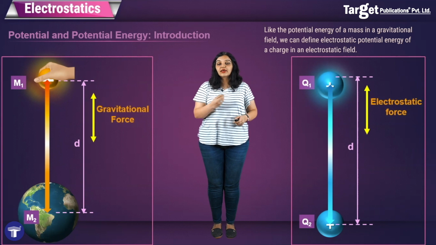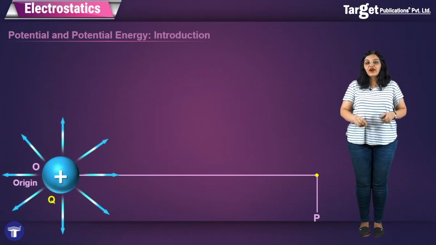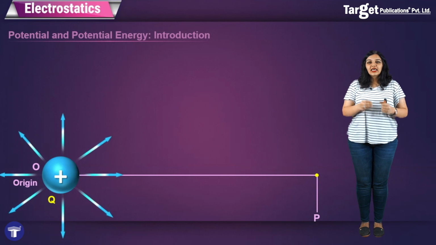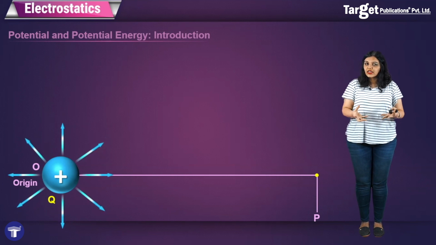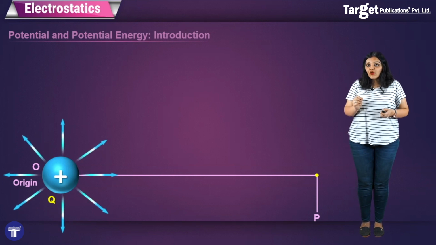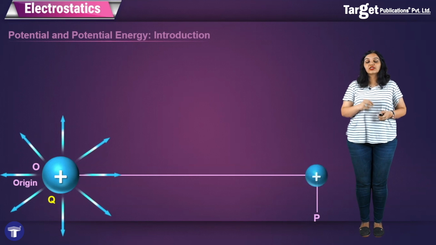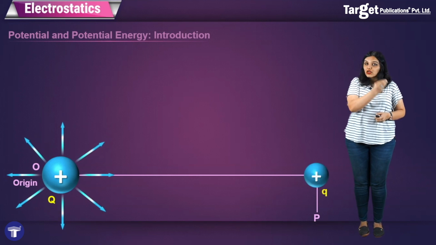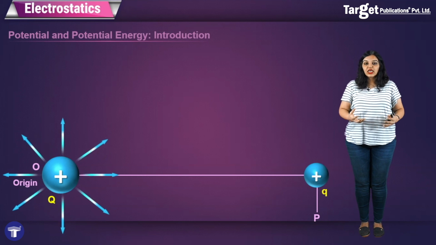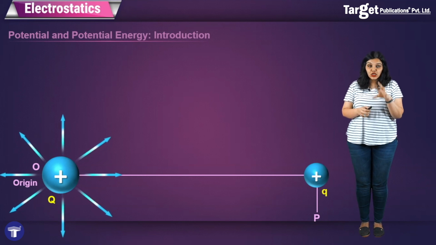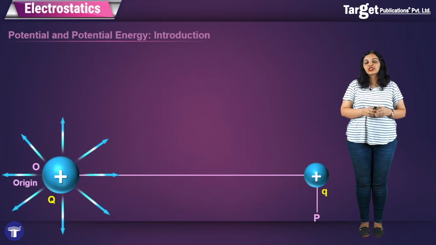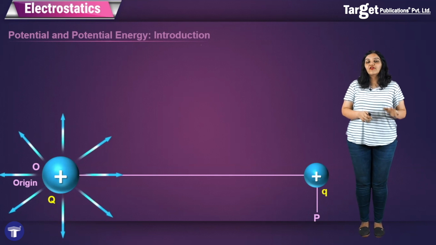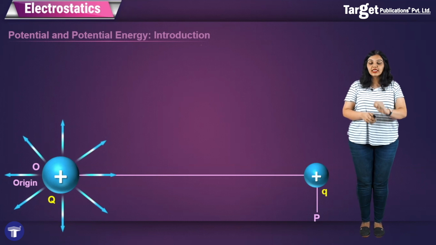Now that we have created some kind of connection, let's see how to define the electrostatic potential energy. Let's say that you have some charge Q placed at the origin. This charge is capital Q, and we know that a charge produces an electric field in the space surrounding it. And therefore, if I try to bring a small test charge, small q, close to this capital Q charge, then I know that capital Q will exert a force of repulsion on this small charge q. So we know that there is going to be a force of repulsion experienced by this small test charge q.